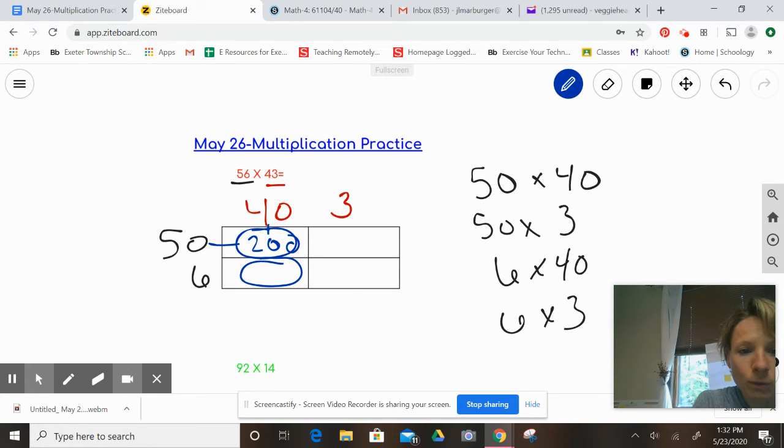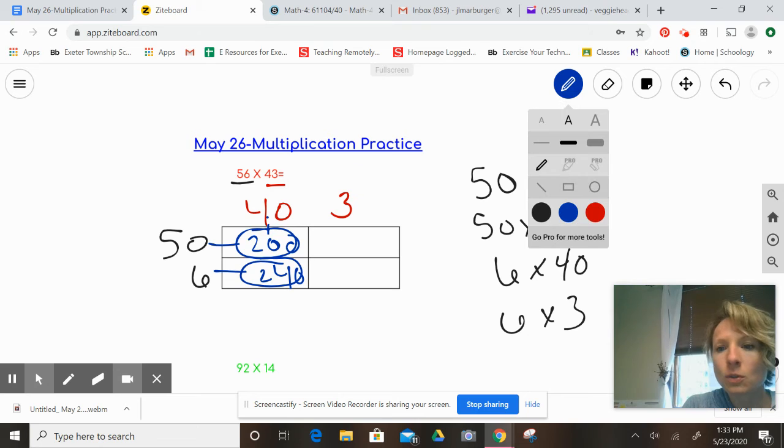Okay, so then in this box right here, again, we're staying in the 40 column. So we're going to do the 40 times the 6. So 40 times 6. Remember, just cover up that 0 and figure out 4 times 6, which you should know is 24. And then you're just going to pop that 0 on the end. So 24, you pop the 0 on the end, that's 240. And that's what goes in that box.